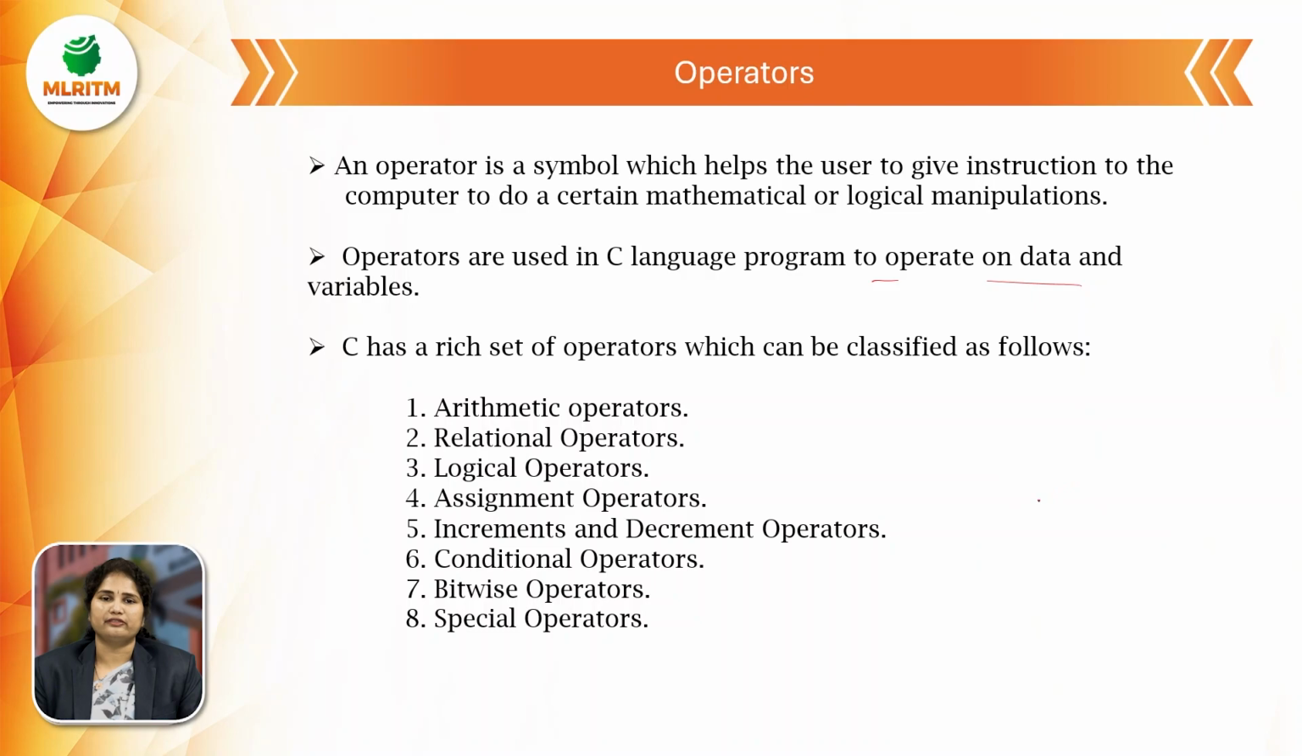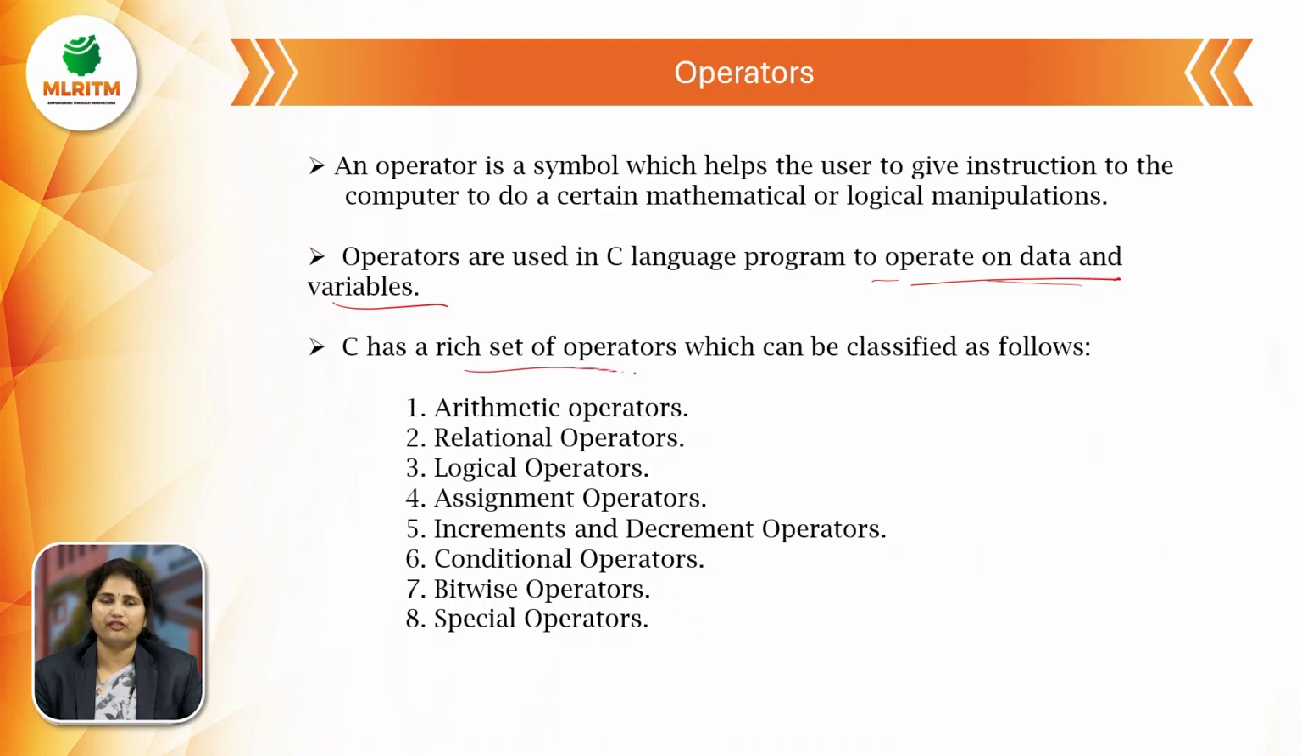Today, I am going to discuss the topic operators in C language. What is an operator? First, we will discuss the operator. An operator is a symbol which helps the user to give instructions to the computer to do certain mathematical or logical manipulations. If we want to do any mathematical calculations, we will use operators. Operators are used in C language to operate on data and variables.